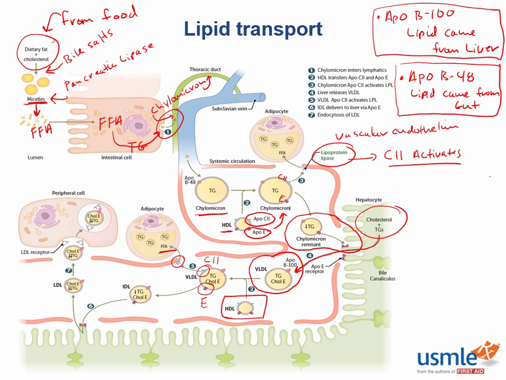After this process, the VLDL particle becomes an intermediate density lipoprotein, which then delivers its contents to the hepatocytes via the ApoE receptor. Once in the hepatocyte, the IDL particle will be acted on by hepatic lipase, which will further degrade the remaining triglycerides within the IDL particle to form an LDL particle. Now this LDL particle is then released back into systemic circulation, where it can be taken up by peripheral cells via LDL receptors. Alright, well that's going to wrap up lipid transport.